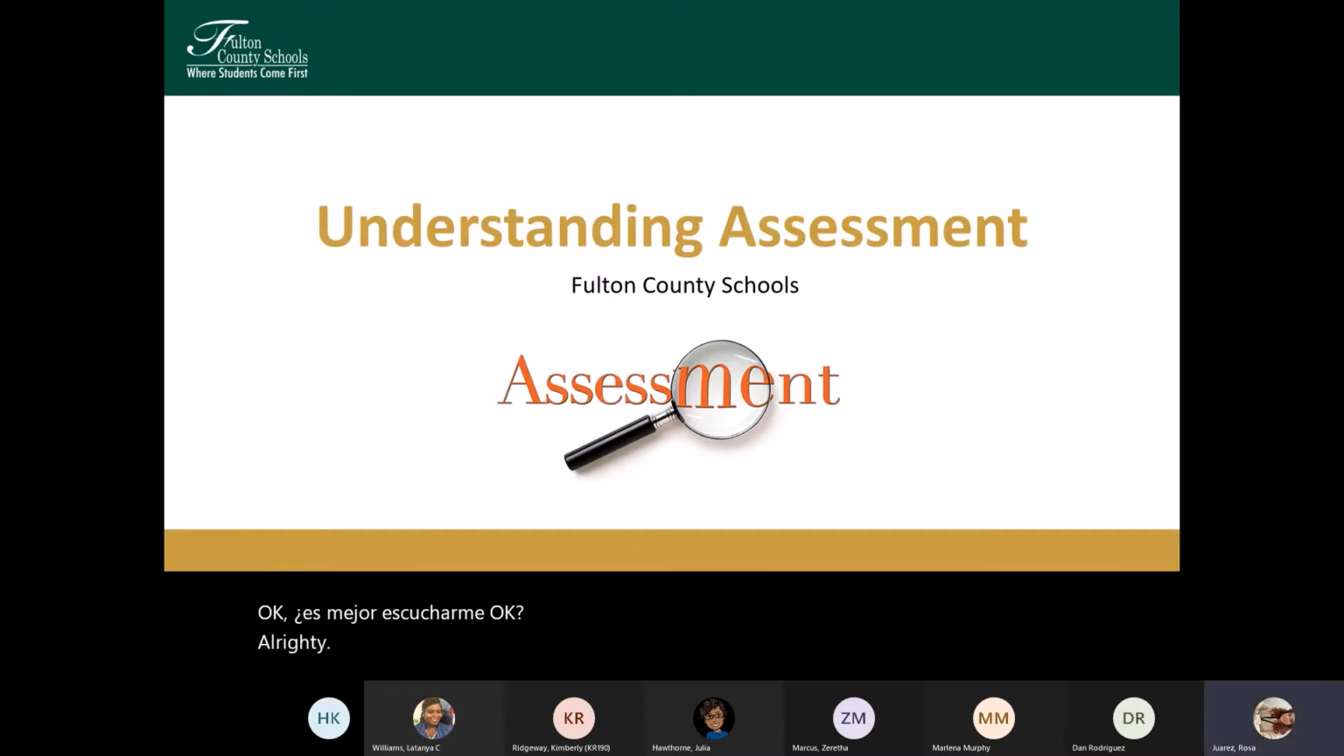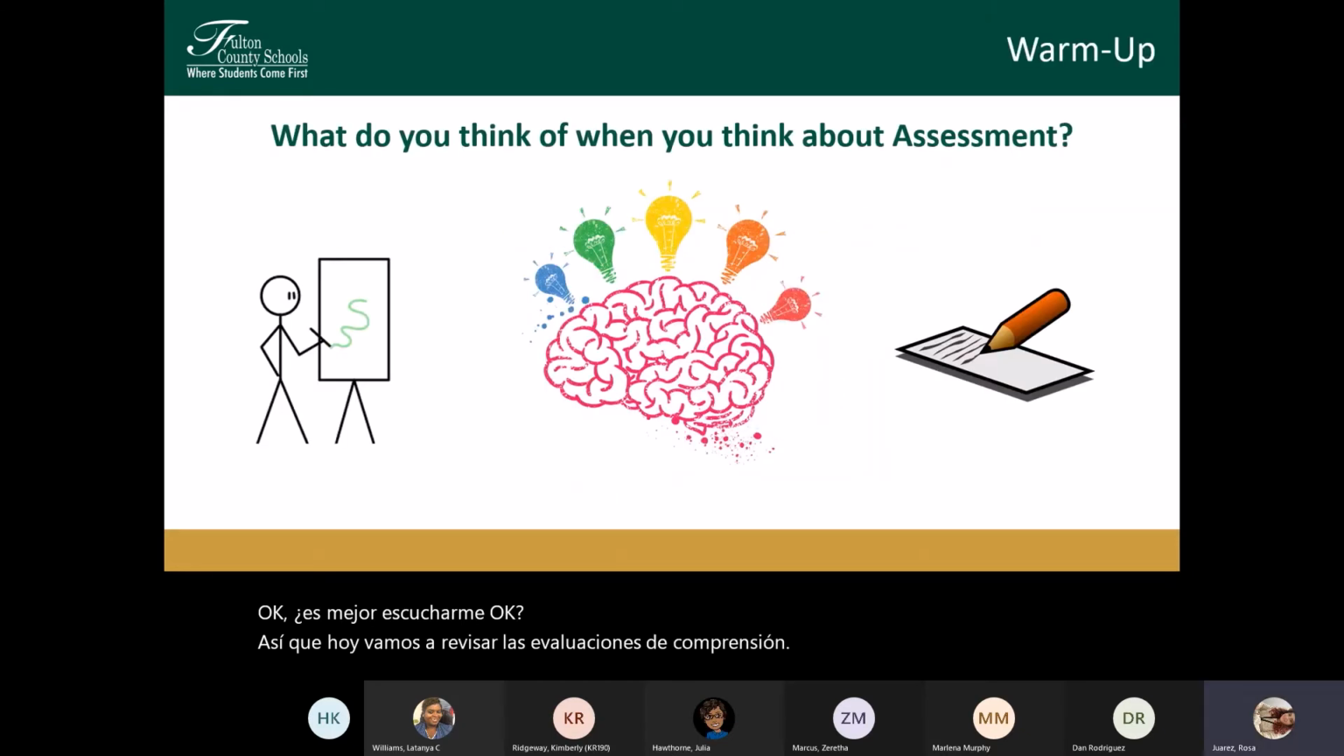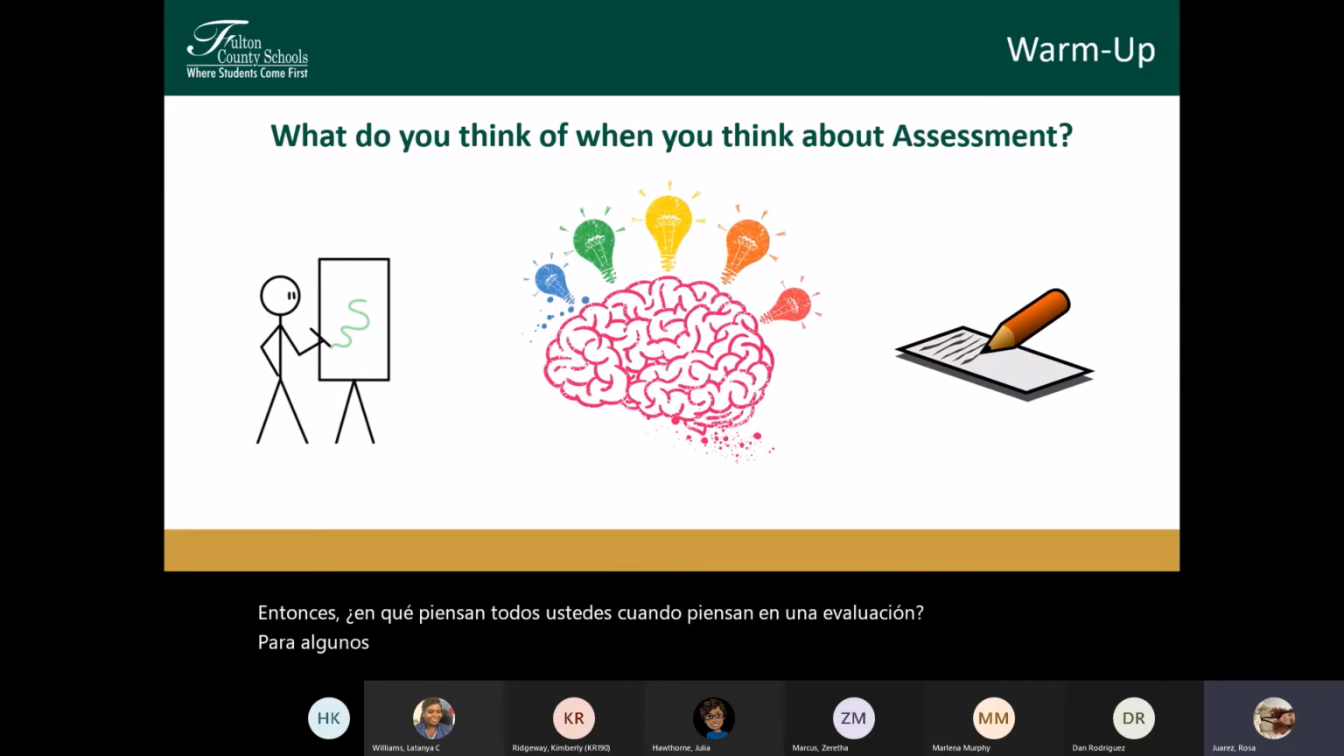So today we're going to be reviewing understanding assessments. So what do you all think of when you think about an assessment? For some of us, we think paper and pencil formal assessment that we took on the Scantron or bubble sheets. That is still one form of assessment that we sometimes do see in the schools.